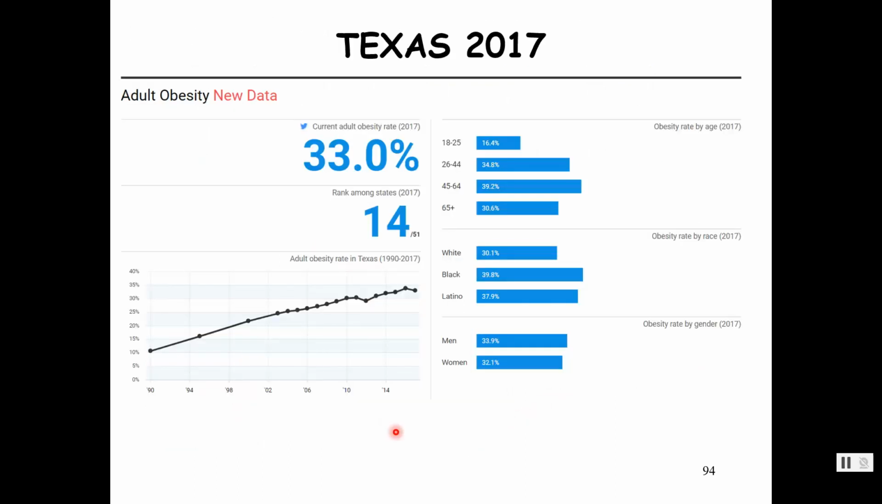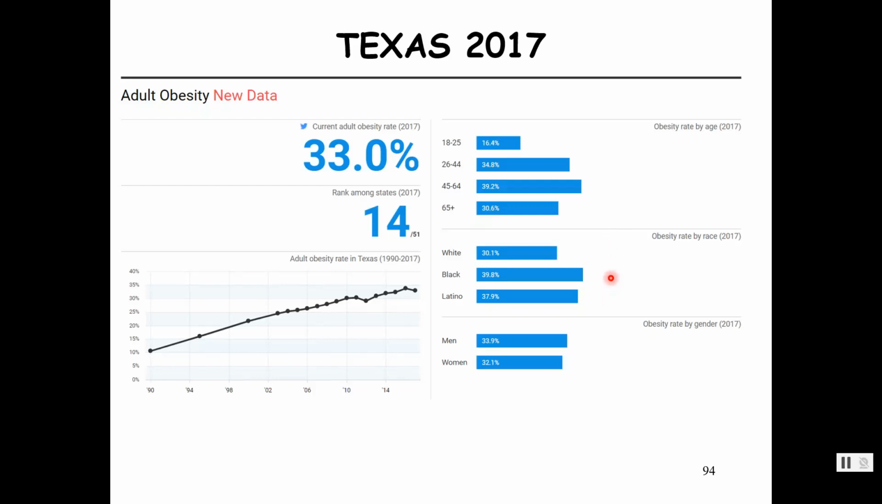So looking at this, just in case you're wondering, Texas is not the fattest state. We are number 14. This is from 2017. One third of our adults are obese. If you go over here looking at age groups, the biggest age group would be mine, so 45 to 64. If you look at it demographically, it also is not quite evenly distributed.